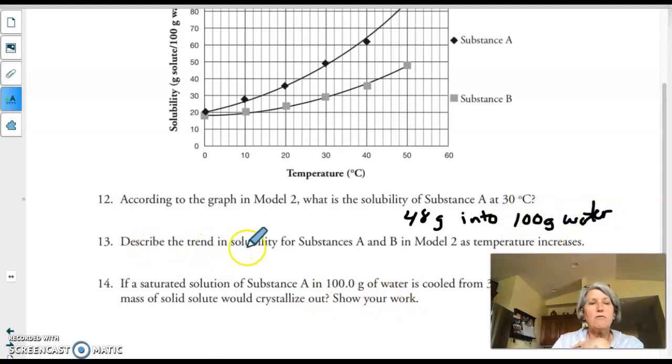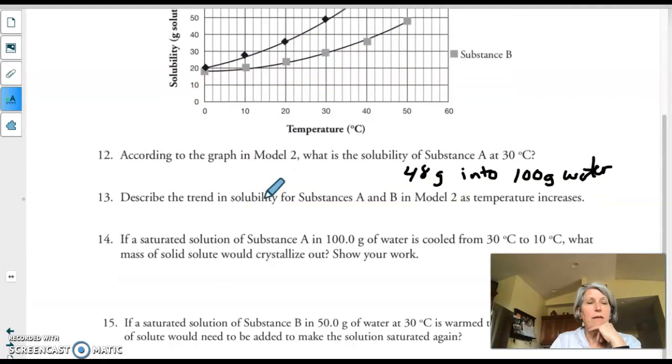It says, describe the trend in solubility for substance A and B as temperature increases. So hopefully you would agree with me. As temperature increases, the solubility increases, right?